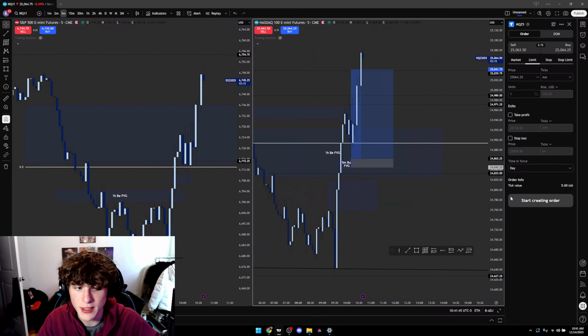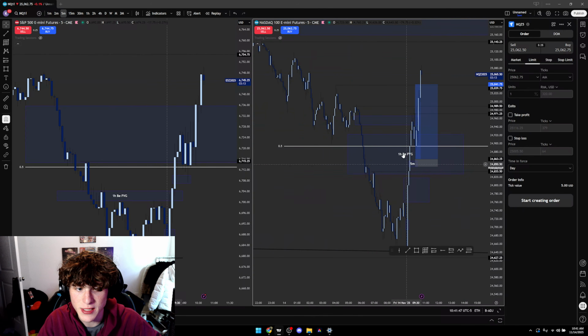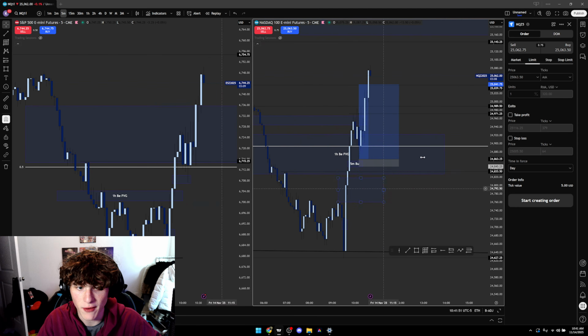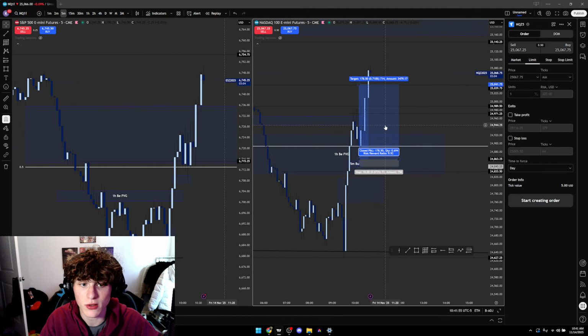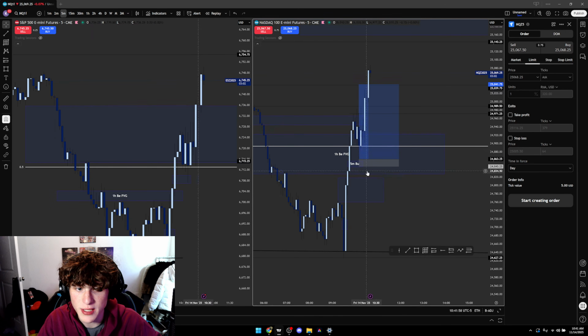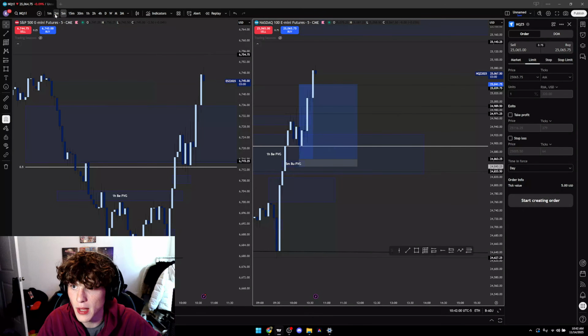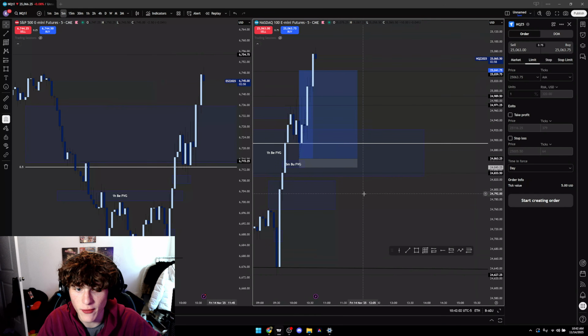So I wanted to see us move through this gap, displace through the gap, displace through EQ, and then some kind of 5-minute retrace, a 2-minute inverse, and that's exactly what we have. So let's get right into it. We can see up here, bam, bam, bam. Let's go to our 5-minute chart.